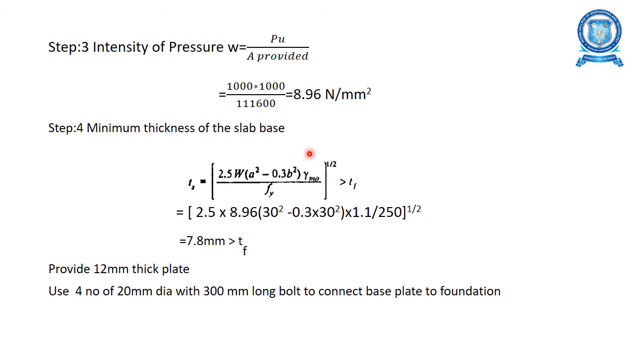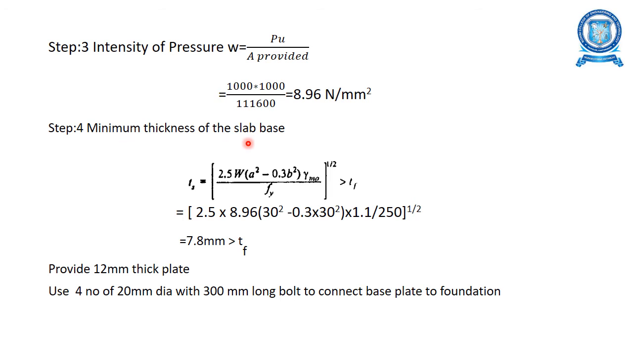Next we have to find out the intensity of pressure W. So what is the need to find it? To find out the thickness of the base plate, first you have to find out the intensity of earth pressure. So W is equal to load by area provided, and we get 8.96 Newton per mm square.